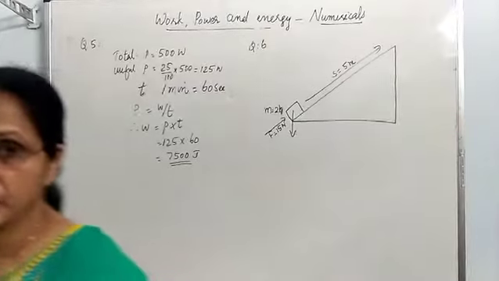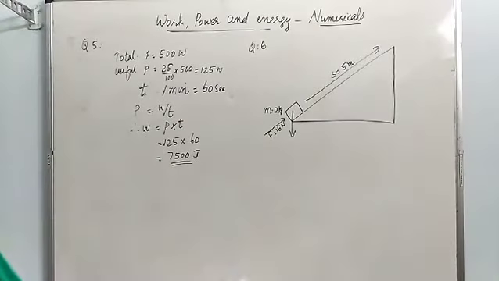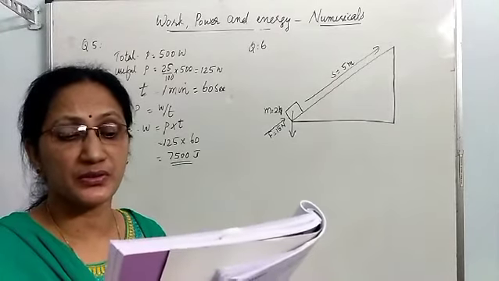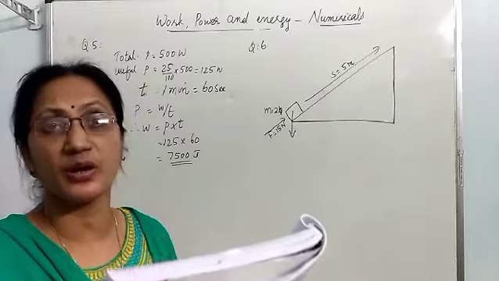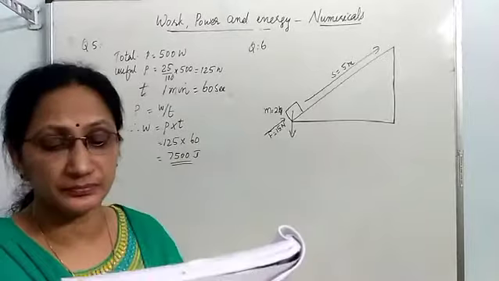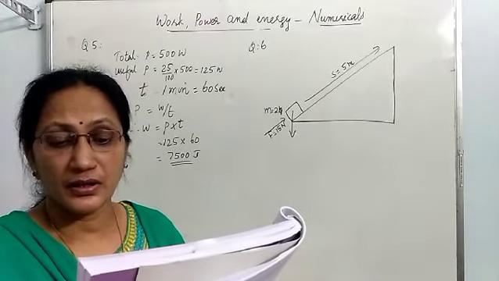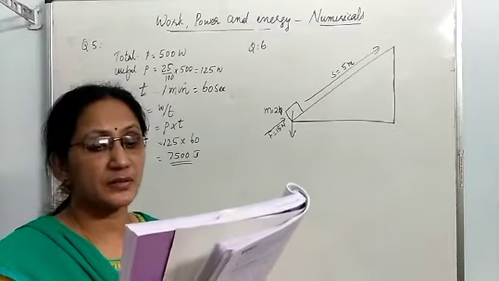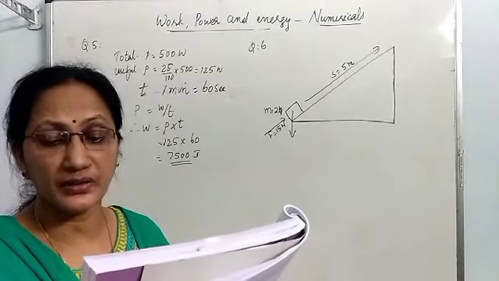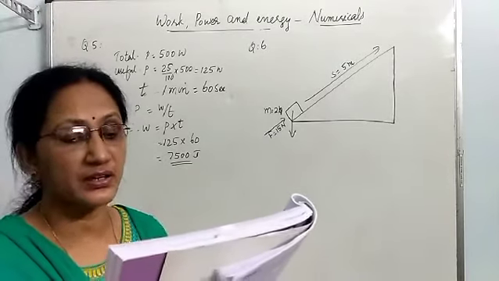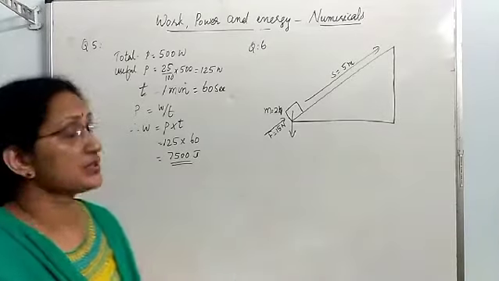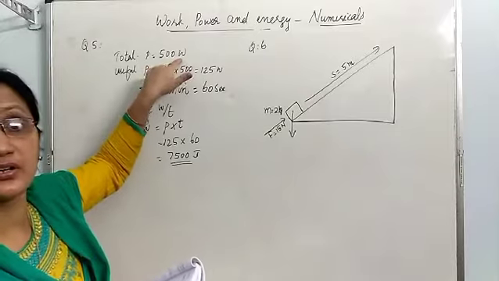Now question number 5. An electric motor of power 500 watt is used to drive the stirrer in a water bath. Stirrer in a water bath means it is stirring the water. If 25% of the energy supplied to the motor is spent in stirring the water, calculate the work done on water within 1 minute. For stirring the water, a motor is used. Power of the motor is 500 watt.